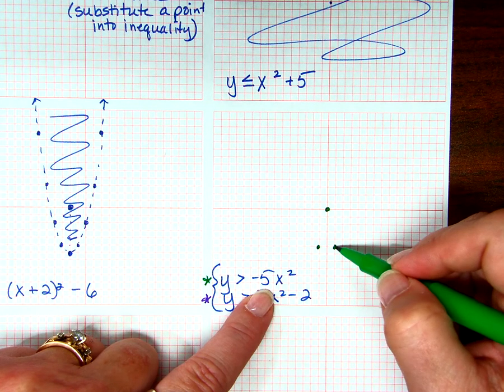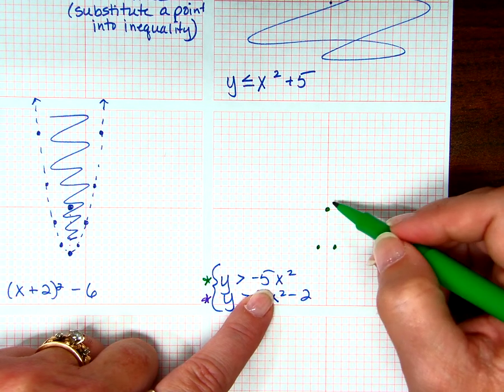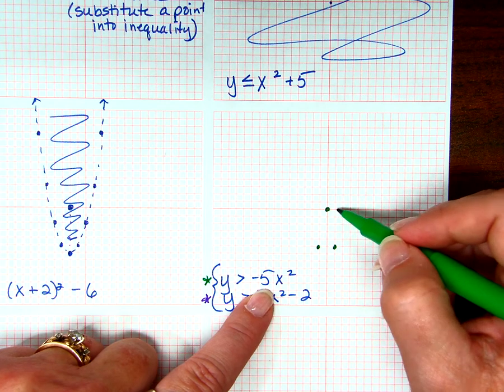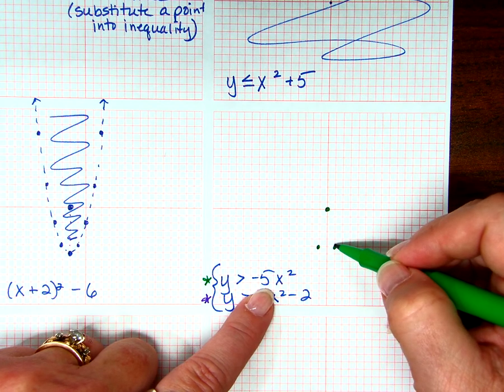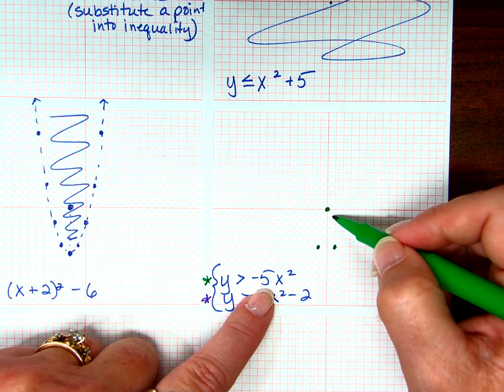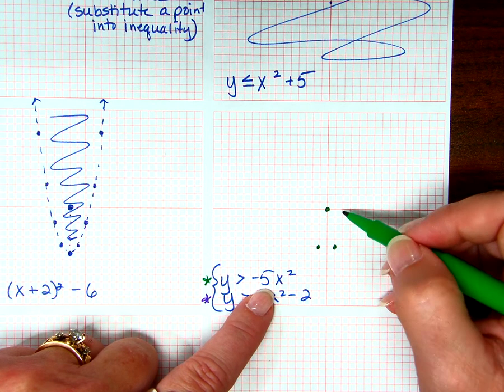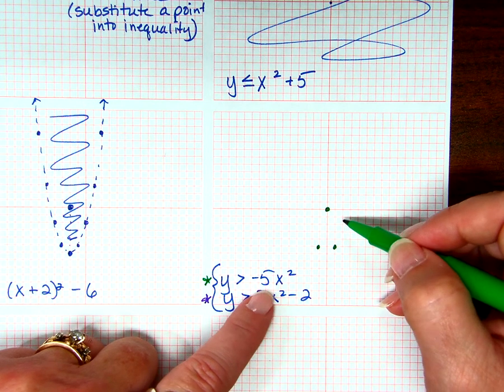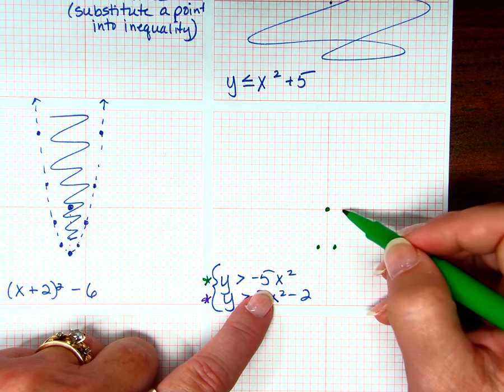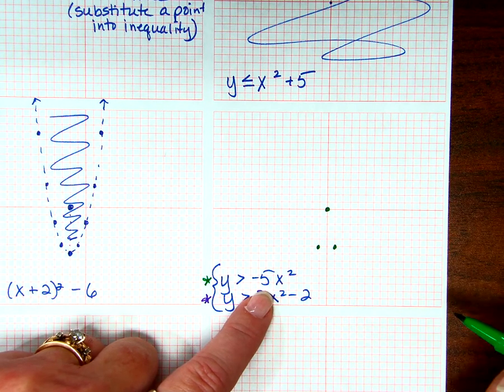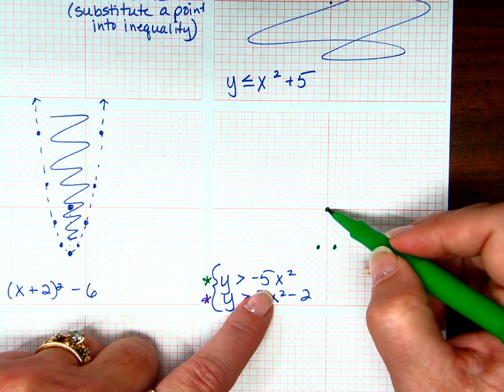From this point? Oh, we never do anything from this point. We always do everything from the origin. Over 1 down 5, because 1 squared is 1, but it's times 5. I would go over 2 down 4, because 2 squared is 4, but 4 times 5 is 20. So from the origin, I'd go over 2 down 20. Okay? Tell me what to do now.